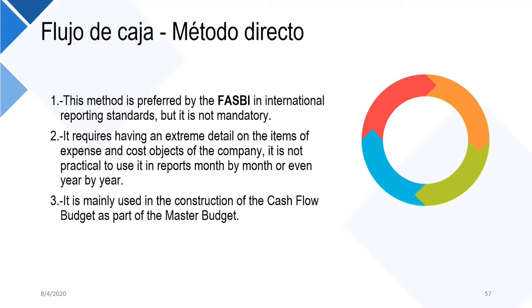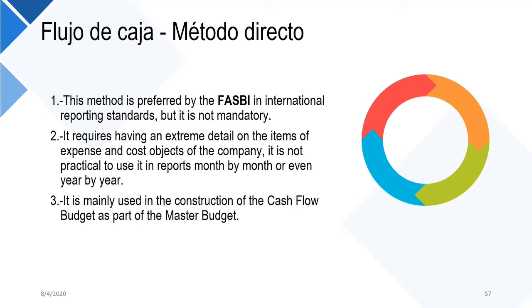Most companies, to report their financial statements in the stock exchange, if not all of them, use the indirect method. And why is that? Well, because the direct method requires an extreme amount of detail of the information. You actually need to know really detailed information on the expense and cost objects of the company, and you need to know that month by month. So it's really difficult to keep track of that, even year by year. That's why most of the companies opt to use the indirect method.